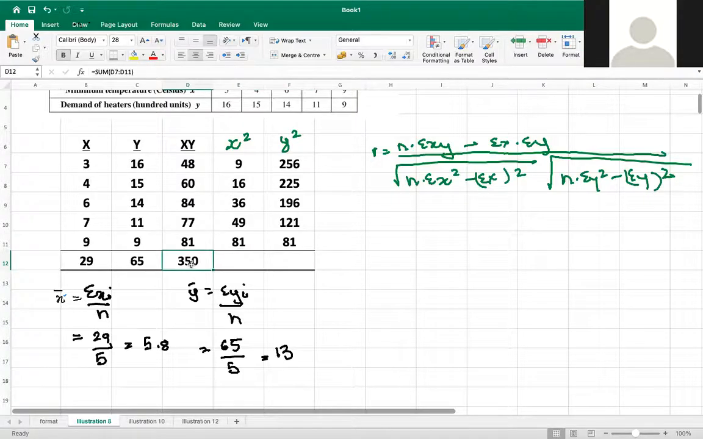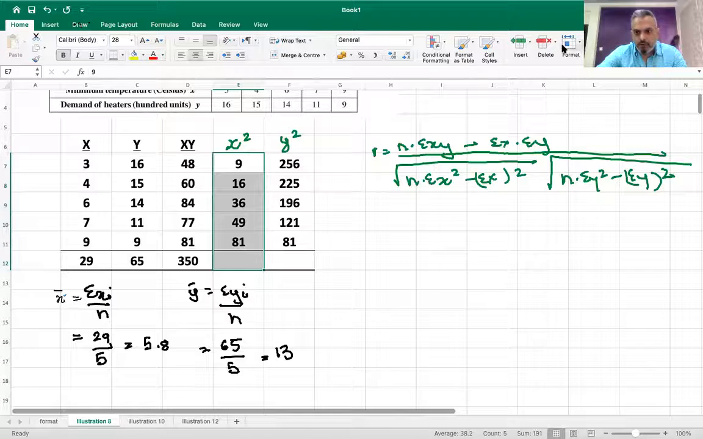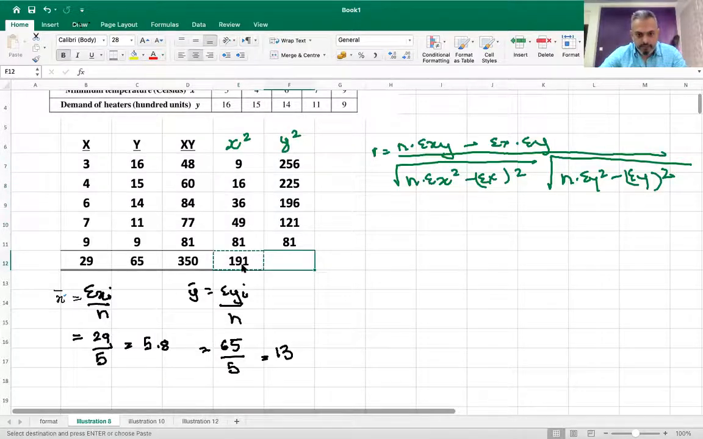Okay, it is 191 and 879. Great. Now, let's start solving the formula.